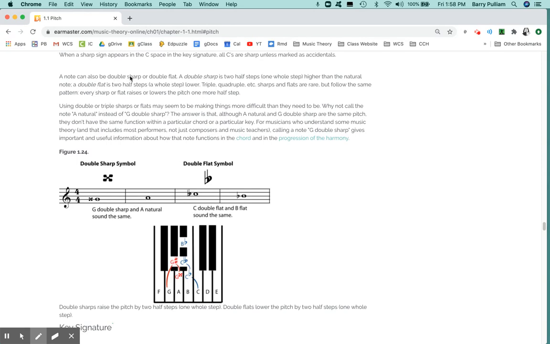Notes can also be double sharp and double flat. We're not going to worry about that right now, but a double flat is when a note that is already flat is flatted again. A double sharp is when a note that is already sharp is sharped again. And here are their symbols. There's the double sharp symbol, and there's the double flat symbol. They could have given us a better example here.